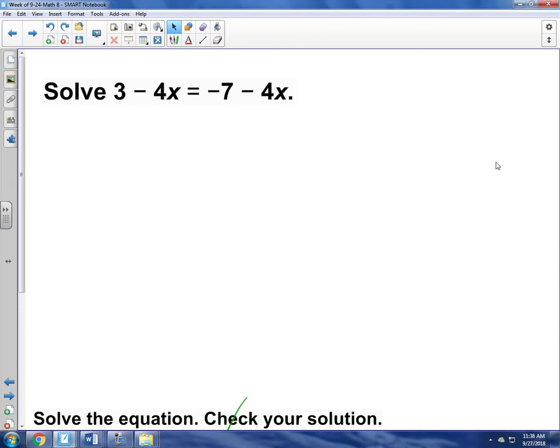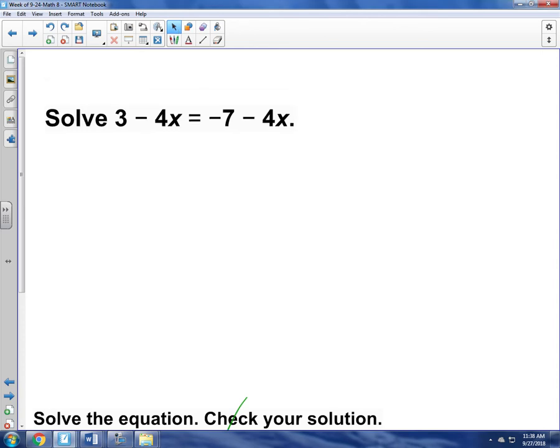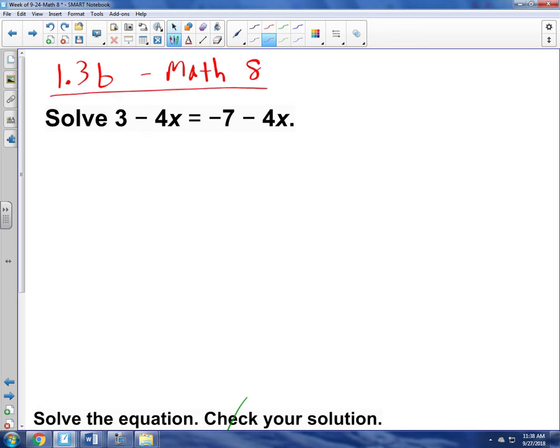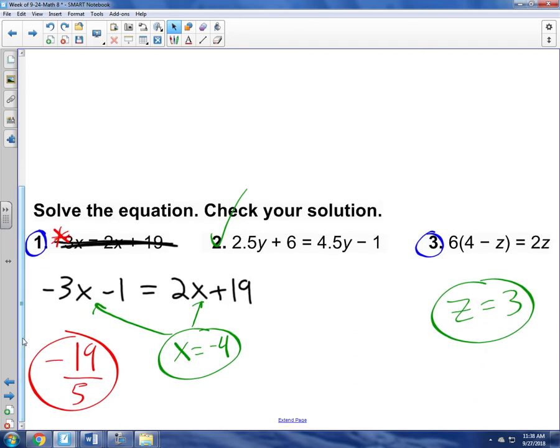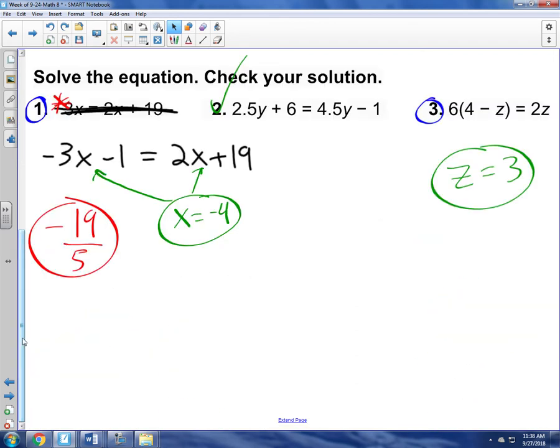Okay, so this video is, for all intents and purposes, 1.3b for Math 8. So that's 1.3 continued. We're solving equations with variables on both sides. You might remember that in the last video, we did these problems here, and we got the answer to 1 and the answer to 3.